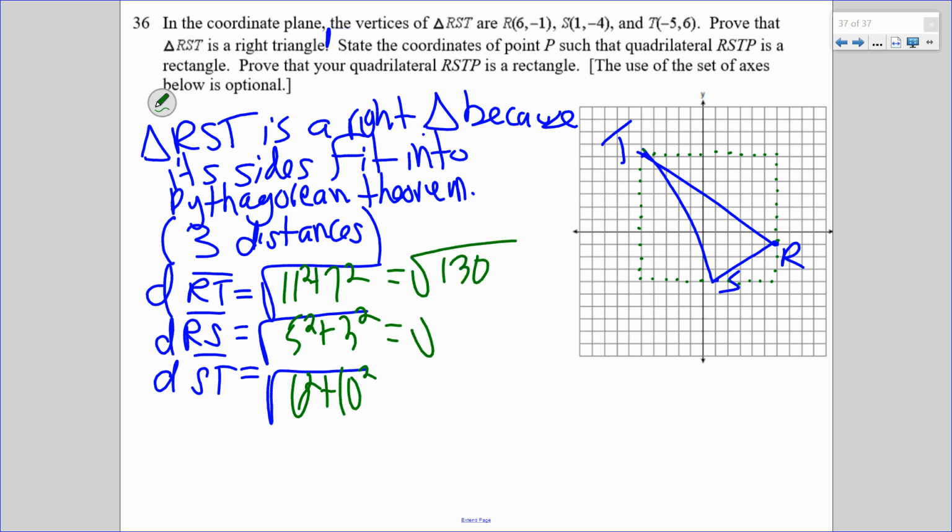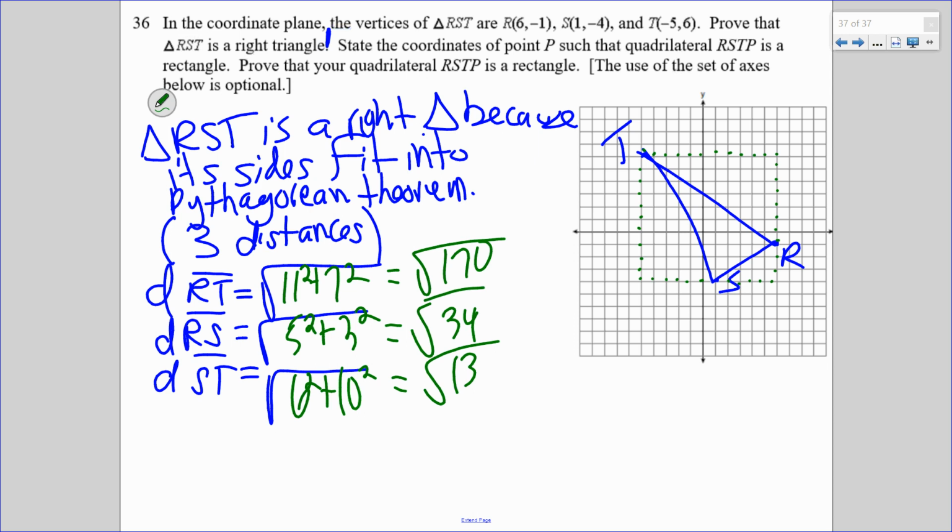130, 34, 136. Something's not right. Oh, it's not 130. 121 plus 49 is 170.